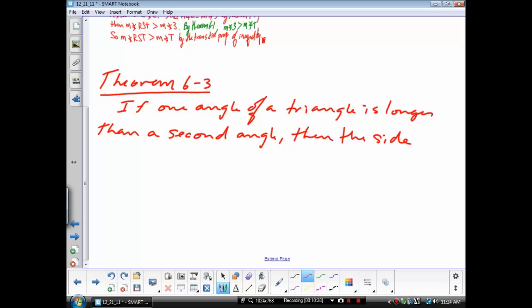Okay, let me make a correction already to my notes. I have one angle is longer. We don't say that, we say one angle is larger, right? Let me make that correction. That's what the book said. Well, the book said larger. Larger, yeah. But I put longer. So if one angle of a triangle is larger than the second angle, then the side opposite the first angle will be longer.